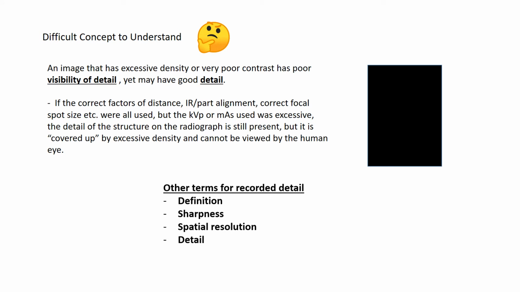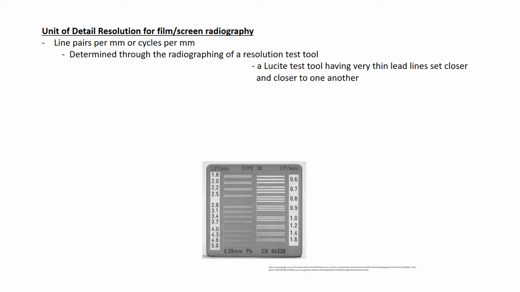There are other terms for recorded detail. We can say definition, sharpness, spatial resolution, detail, all other terms for recorded detail.